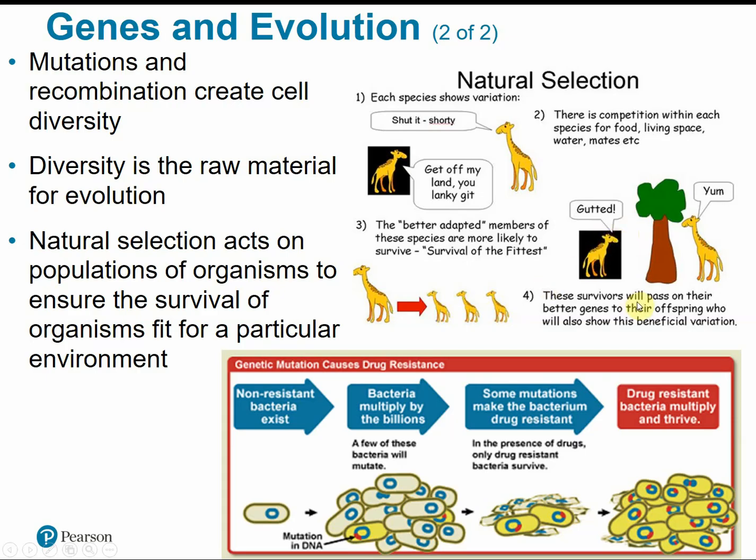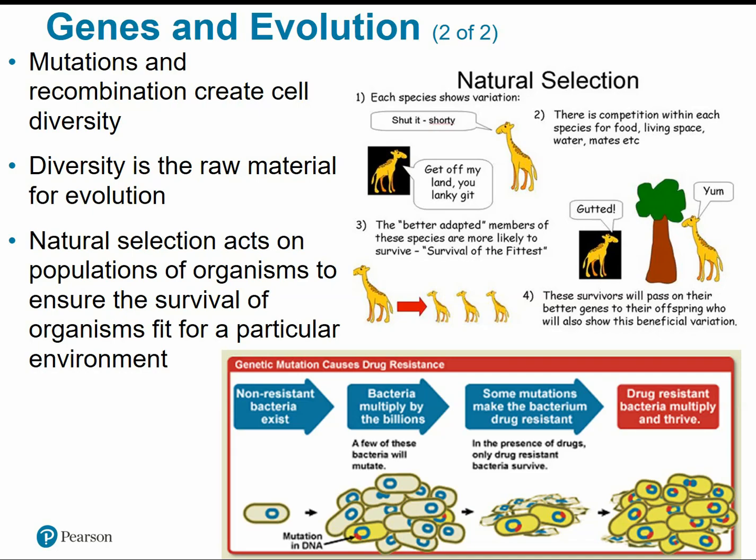So the survivors are the ones that pass on their better genes to their offspring, who will also have that beneficial trait and be able to better survive. So we see natural selection happening today with things like antibiotic resistance.